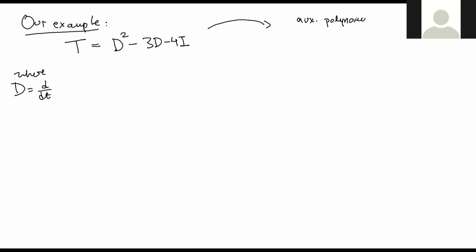I have a question. Yep. Why are there no I's in front of the D squared and the -3D? Because D itself is a linear transformation. So D times I is just D. Okay. So maybe this will become clear if I run this on an example.